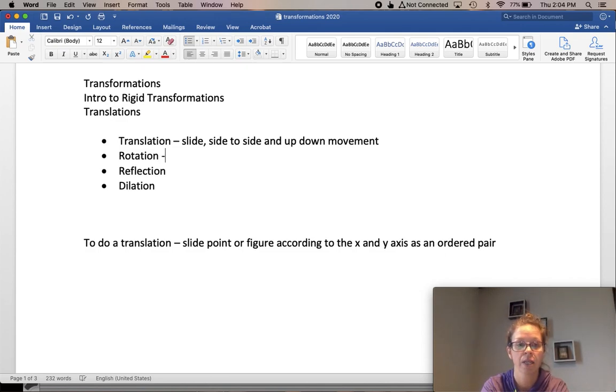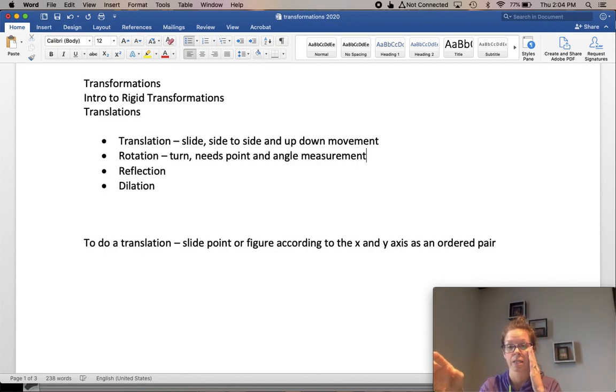A rotation, the common name for a rotation would be a turn. And so a turn is going to need a point. So we'll say it needs a point and an angle measurement, like in degrees. Okay? And then it's a rotation. So we can kind of think of it as like an elbow, and that would be like my point, and then my fist is the object, and I can rotate that figure into a new location. So if this is where it begins, and then I rotate it 90 degrees, now it ends up here. Right? So that would be our rotation.